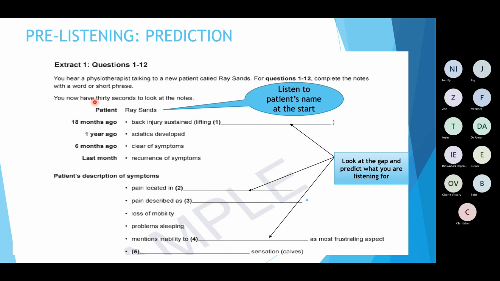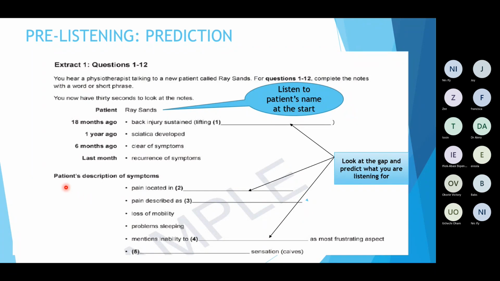This is what we call the signals. So you hear something like patients. You now hear 18 months ago. The patient tells you that 18 months ago, what happened? Back injury, that he sustained a back injury 18 months ago. And the patient kept talking and now said 1 year ago. You realize that 1 year ago, what happened? That sciatica developed, right? The patient kept talking and now said 6 months ago that the symptoms cleared up, okay? However, last month, the symptoms reoccurred. So you have to follow the signals very well to guide you on which question you are on, right?